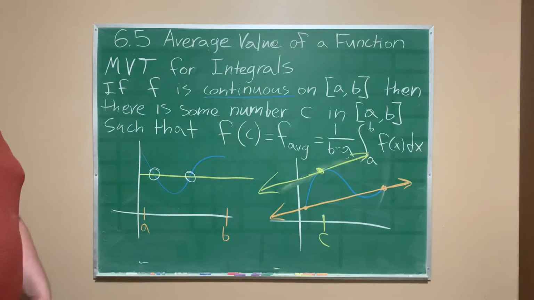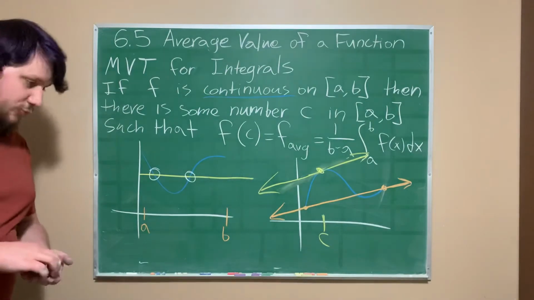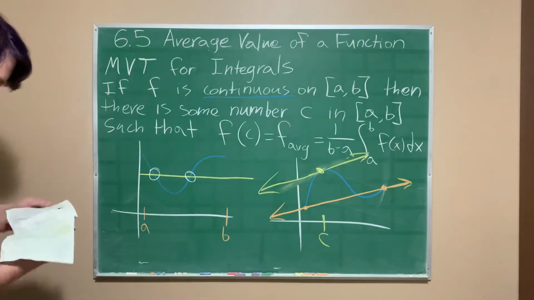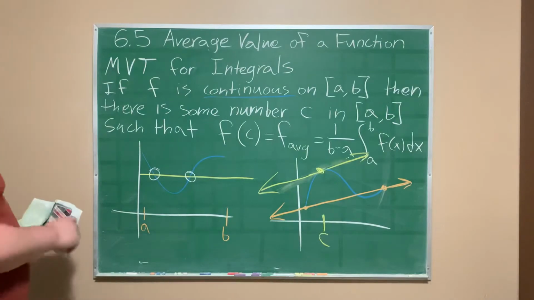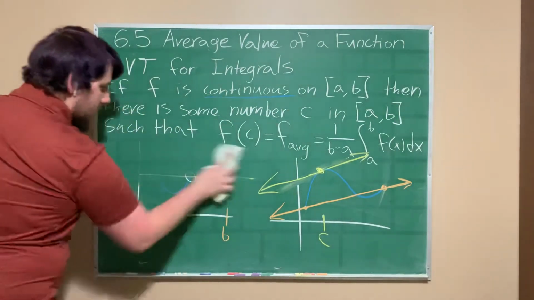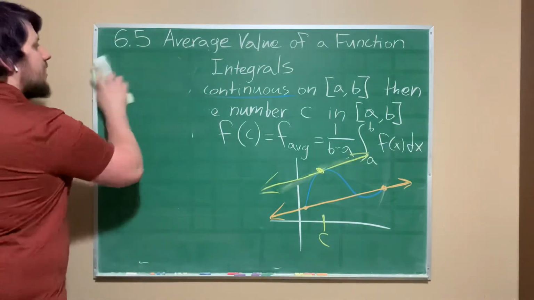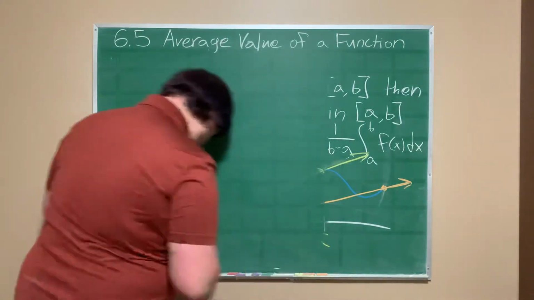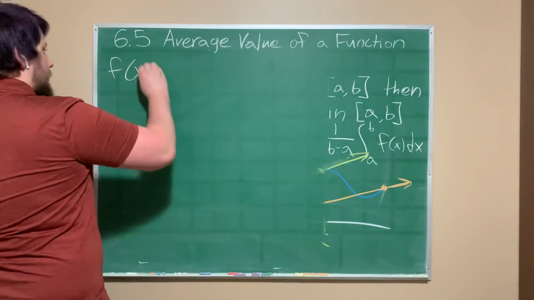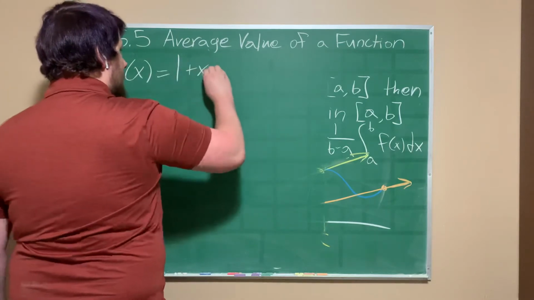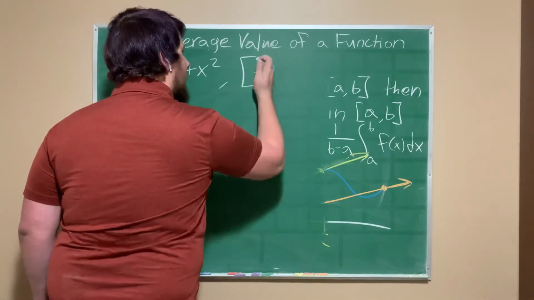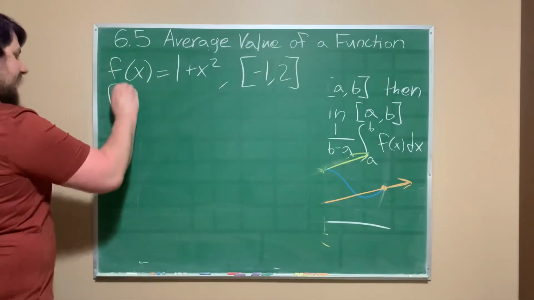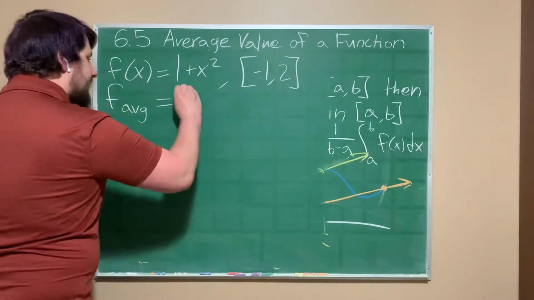All right, so what can we do with this? Well, let's revisit our first example from the last video and see if we can algebraically find this value that we're interested in here, c. So our first example from last time, we were looking at the function f of x equals 1 plus x squared on the interval -1 to 2. And what we found previously was that the average value here was precisely equal to 2.